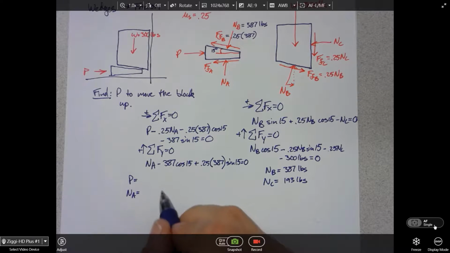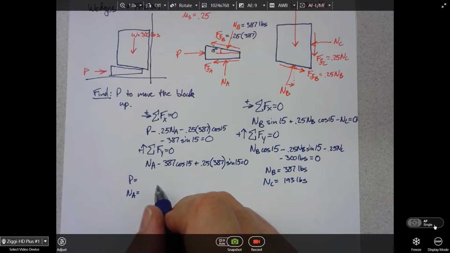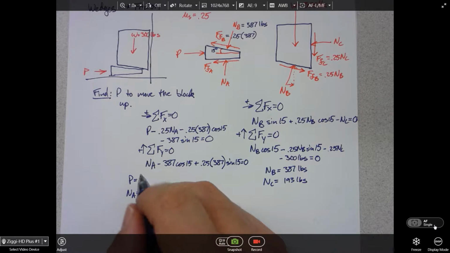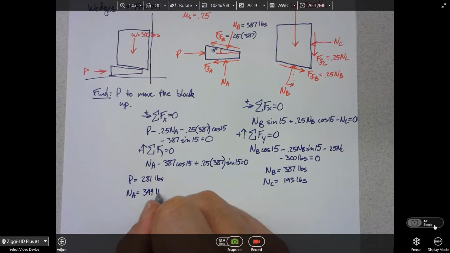What'd you find? I got P is 281. And normal at A is 349. Gonna put it in the log. Anybody else get values like that? Preston did. Josh, you got the same thing?